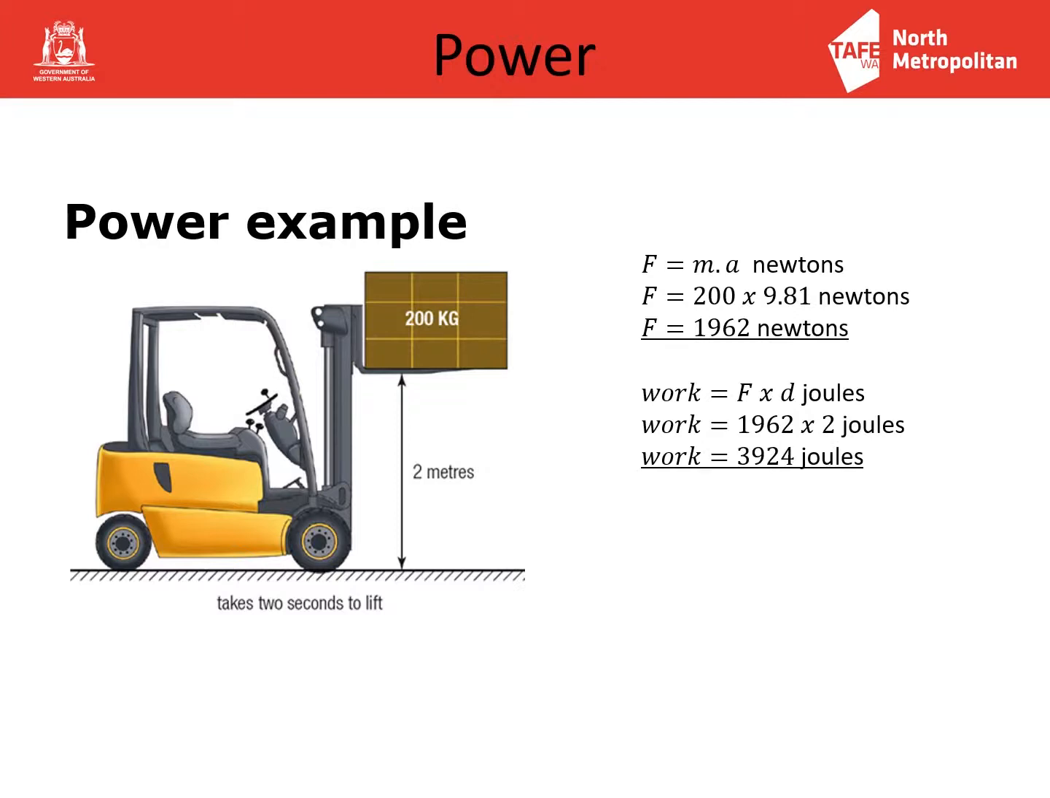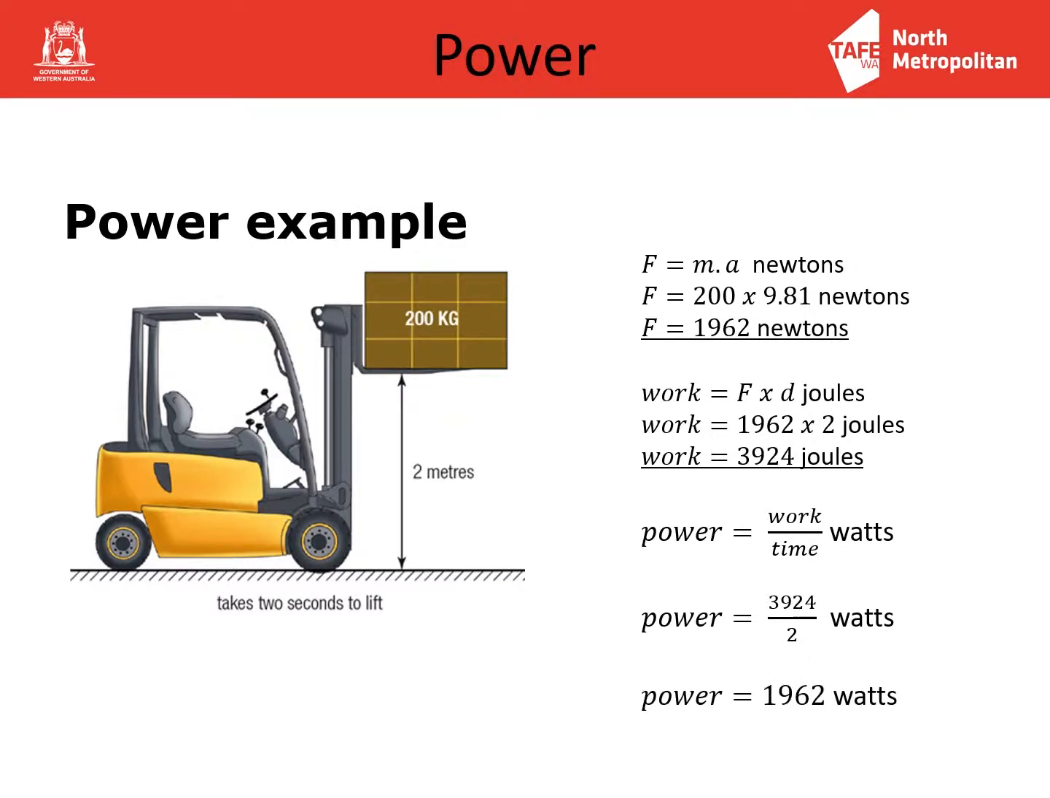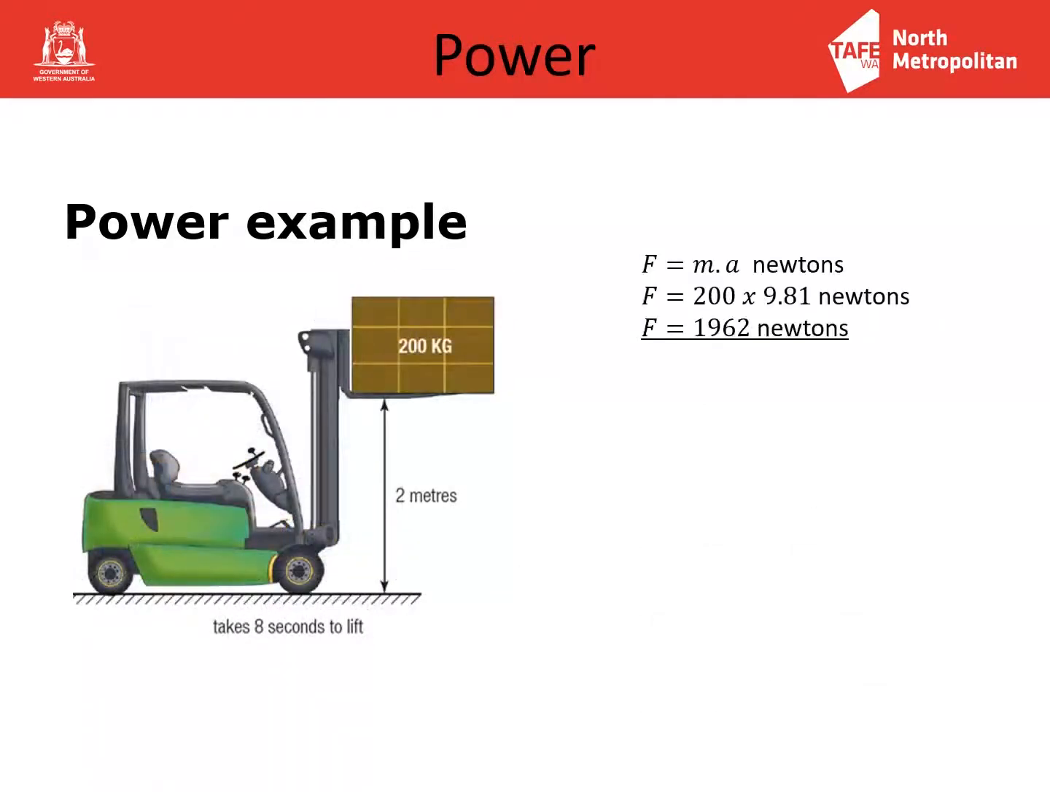3,924 joules. We can now calculate the power, which equals work over time. The time is 2 seconds. The result is 1,962 watts.